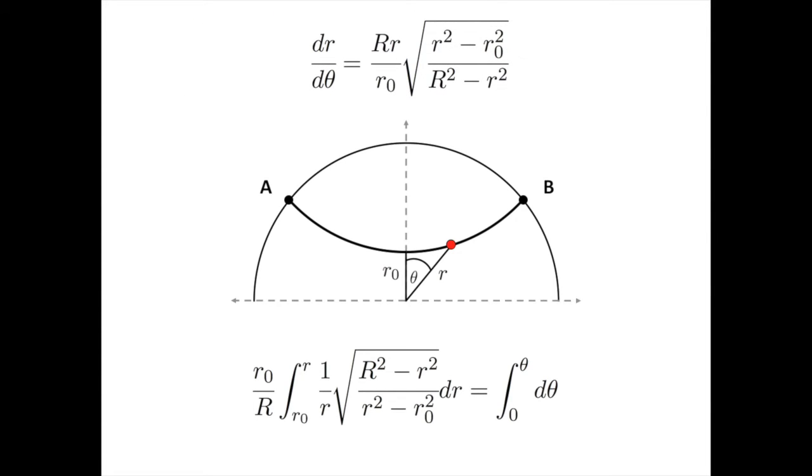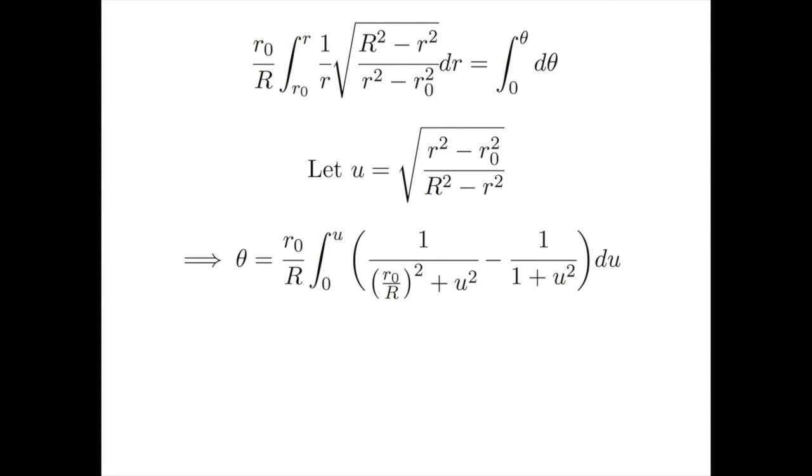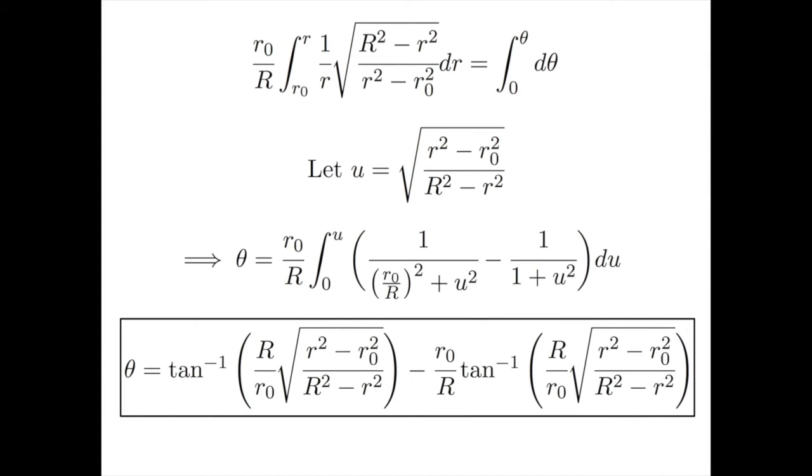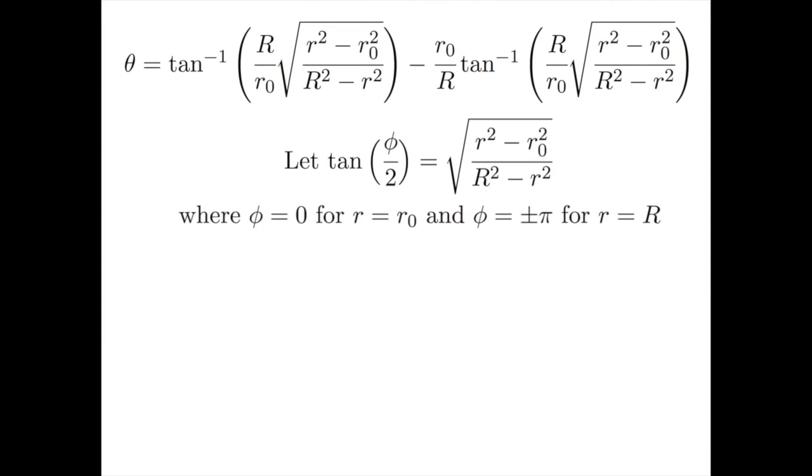Note that the theta angle has been redefined for simplicity. This doesn't change any of the previous results. Making a clever u substitution, we can simplify this result and integrate, resulting in an equation for theta in terms of r. For further simplicity, we introduce a new variable phi.